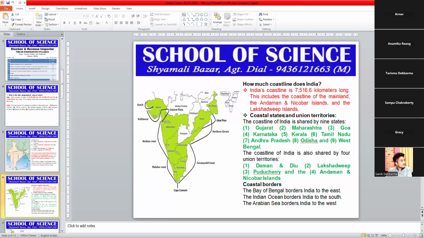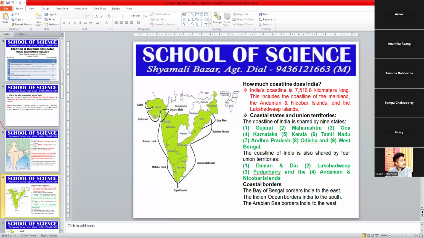Now, coastal states and union territories. The coastline of India is shared by how many states? 9 states. And which are the 9 states? The states are Gujarat, here Gujarat, then Maharashtra, Goa, Karnataka, Kerala, Tamil Nadu, Andhra Pradesh, Odisha, and West Bengal.